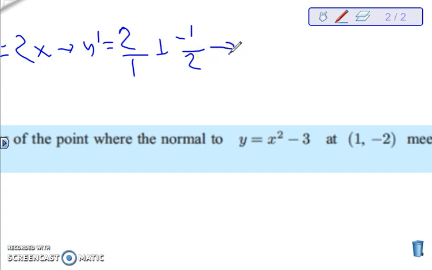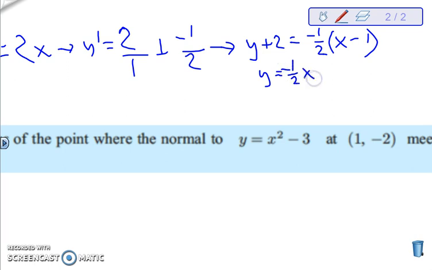They were nice enough to give us the y value this time, so y minus negative 2 equals negative 1/2 times x minus 1. Simplify that down, and we should get y equals negative 1/2 x minus 3/2.